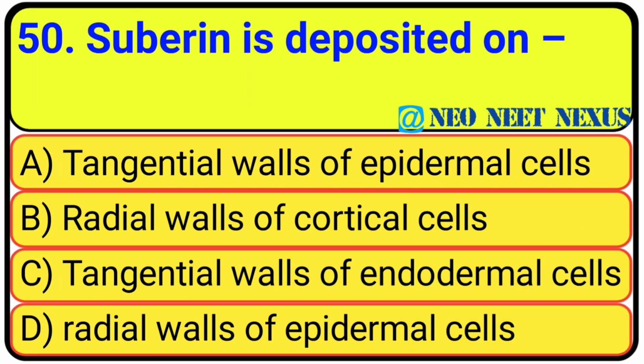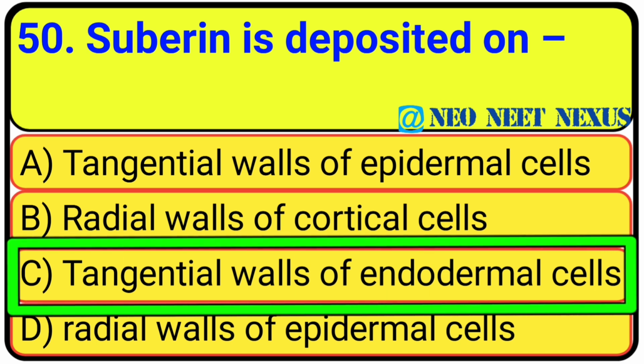Next, suberin is deposited on A. tangential wall of epidermal cells, B. radial walls of cortical cells, C. tangential wall of endodermal cells, D. radial walls of epidermal cells. Correct answer is option C, tangential wall of endodermal cells.